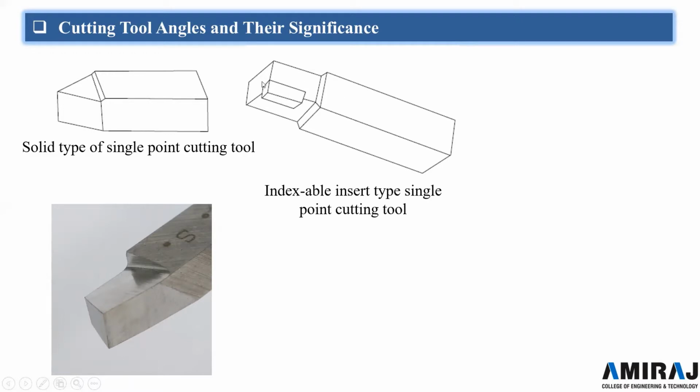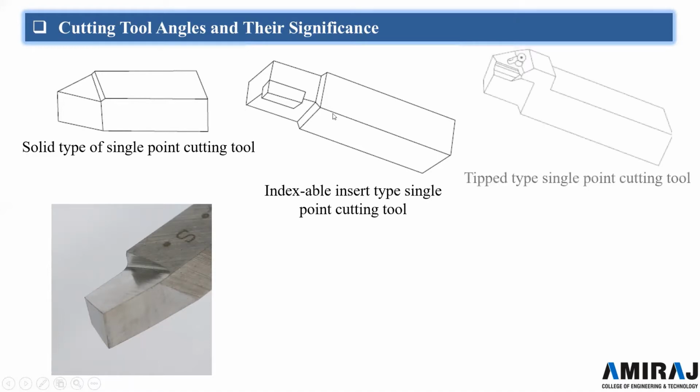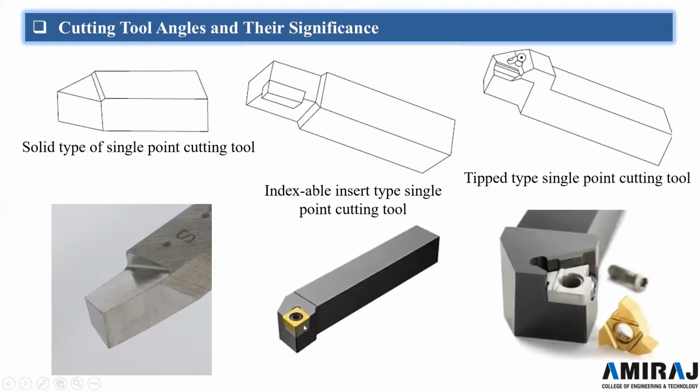Here you can insert one insert; there is a slot in the cutting tool. Here you can see another type, the tipped type single point cutting tool. There is one tip over here, while in this there is one insert. Here there is one insert, and here is the shim that is provided to absorb the shock or load from the chip, or from the cutting, to the body of the cutting tool. Here is a separate view of how the insert and the shim look. When the insert gets worn out, we can change it. So these are the types of cutting tools.